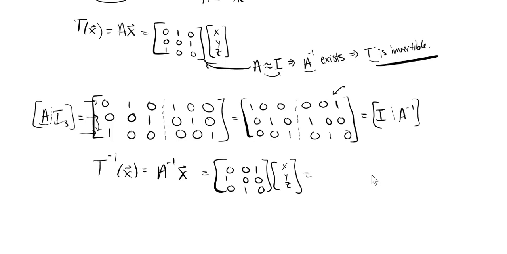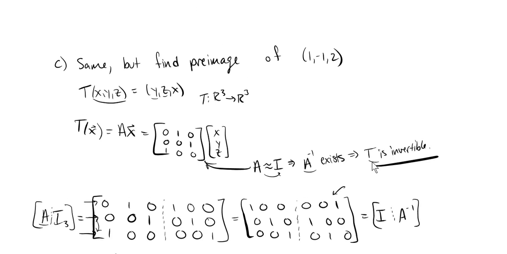Right, so what does the inverse look like? The inverse transformation should look like Z, X, Y. Right? T inverse of X, Y, Z should just be the vector Z, X, Y. So somehow to undo what we've done to the X, Y, Z in scrambling them up here, what we need to do is take the Y, which is in the x component here, and put it back.